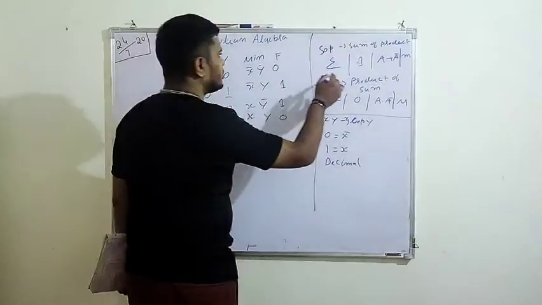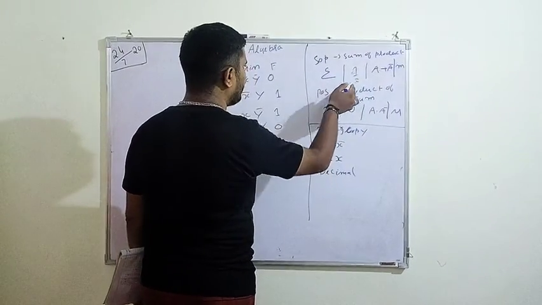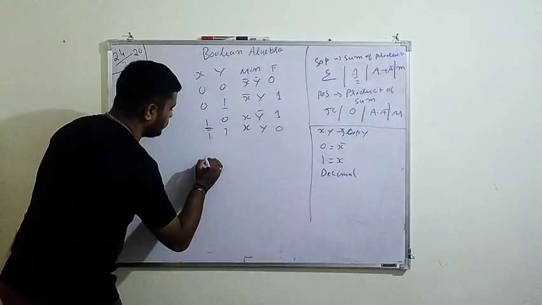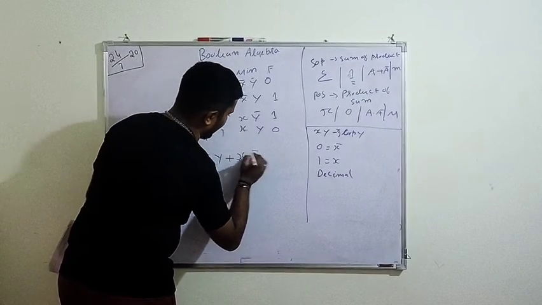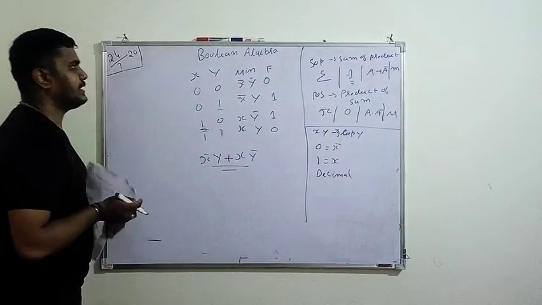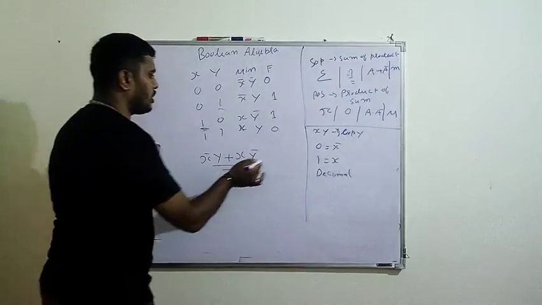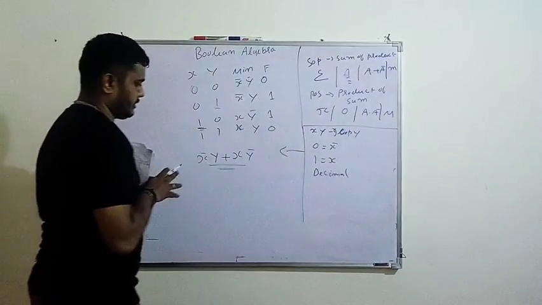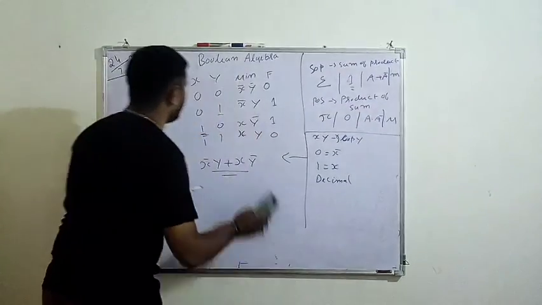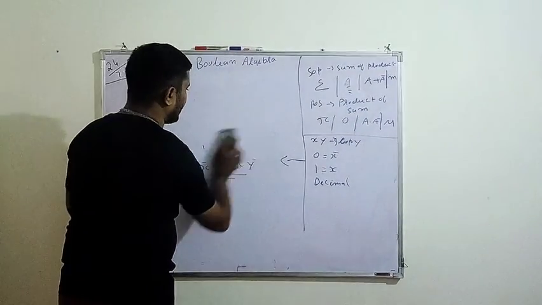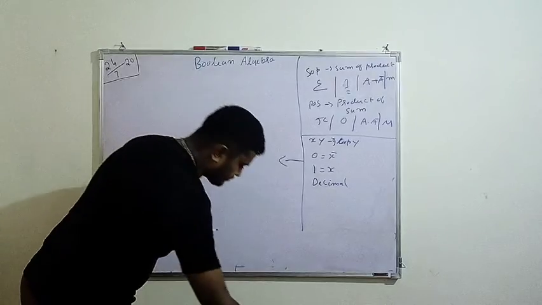So how do you write now? When you are going to write a SOP, you should take the input or output as 1 itself. So x bar y plus x y bar. So this is how we will find the minterm using the shorthand expression. Clear? Next, let us take multiple values also. Let us learn for multiple values also, so you will get a clean idea on that.